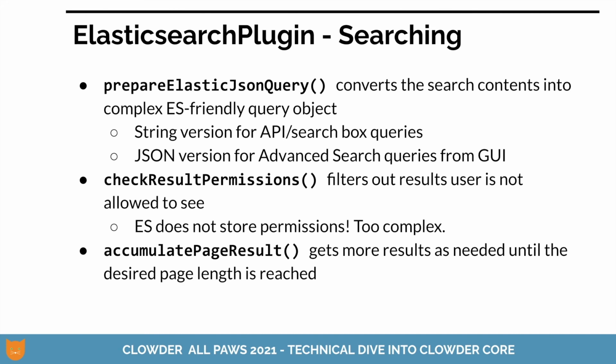We have an accumulate page result function that gets more results as needed until the page length is reached. So if you request a page size of 10 and you get 10 things but 5 of them you don't have permission to see, it'll keep fetching more until you fill up that first page of 10.